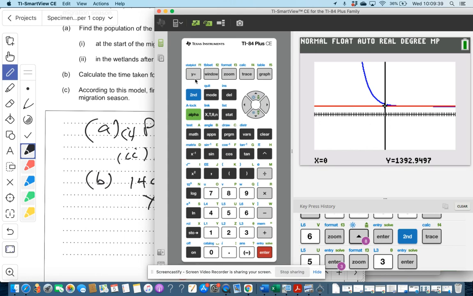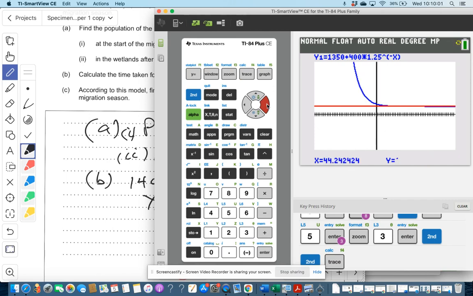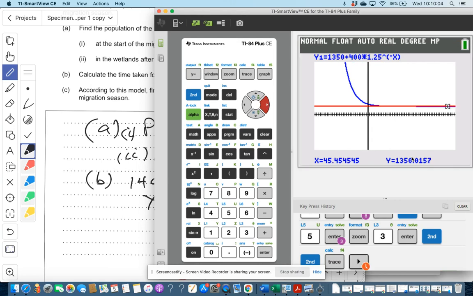Again, I can do it a number of different ways. I could trace. Sorry, I didn't mean to hit that button. What if I just hit trace and just go right? Yeah, see, it's going down to a number. I'm really leaning on the trace button. And look, it's getting to 1350. So that is going to be the minimal population of the birds.